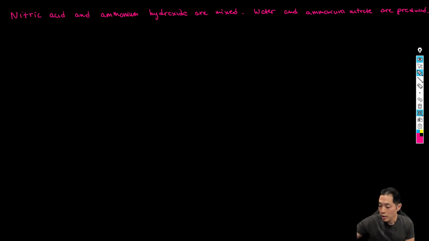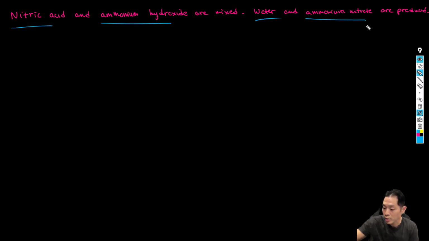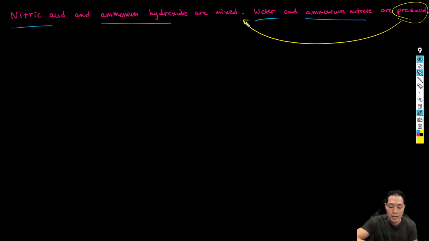Okay, this one's a little wonky just because of where the produced is, but we're going to do the same thing. Nitric acid, ammonium hydroxide, water, and ammonium nitrate. The produce is at the end, but you'll notice that there's a period, so technically you could put it right here. Nitric acid, ammonium hydroxide are mixed, producing water, ammonium nitrate. So just be careful here, even though it's at the end, because of the period, it really is right there.